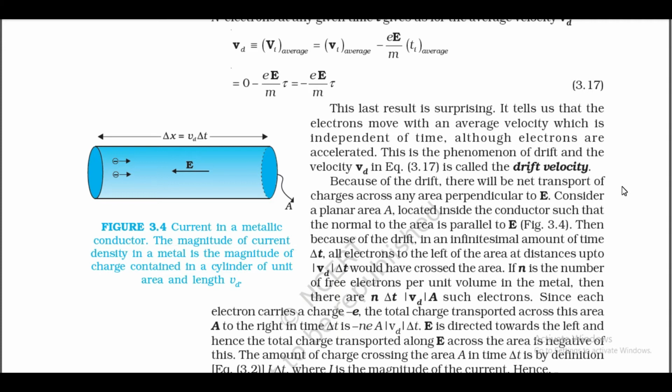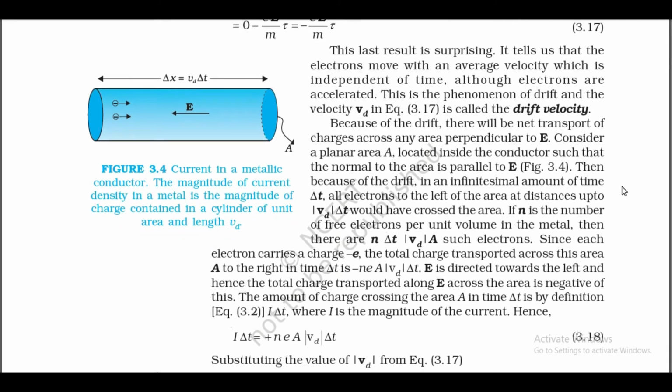Because of the drift, there will be net transport of charges across any area perpendicular to E. Consider a planar area A located inside the conductor such that the normal to the area is parallel to E. Then, because of the drift, in an infinitesimal amount of time delta t, all electrons to the left of the area up to a distance |v_d| delta t would have crossed the area. If n is the number of free electrons per unit volume in the metal, then there are n delta t |v_d| A such electrons, and each electron carries a charge -e.